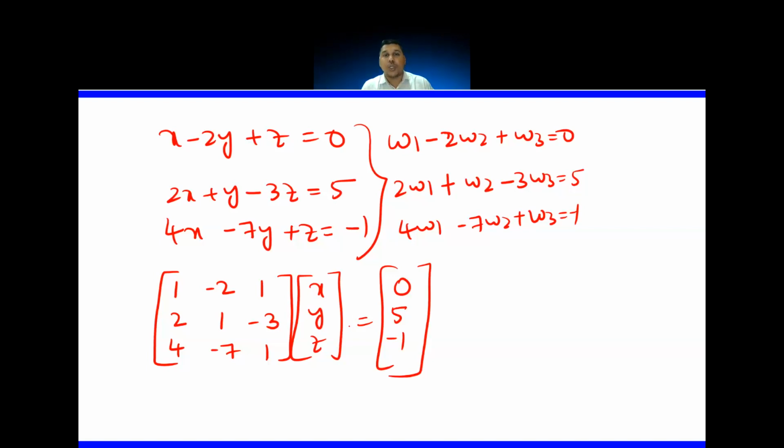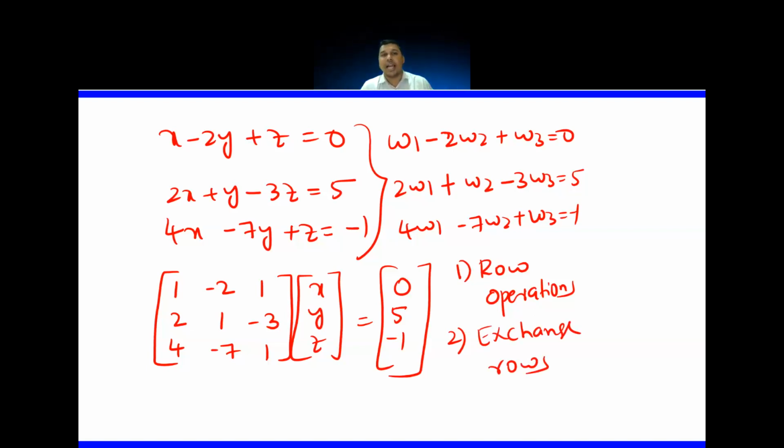It says that you do row operations. The condition is that you can do only row operations. You can perform operations only on rows. Second one, you can add, subtract the rows. You can exchange the rows also.